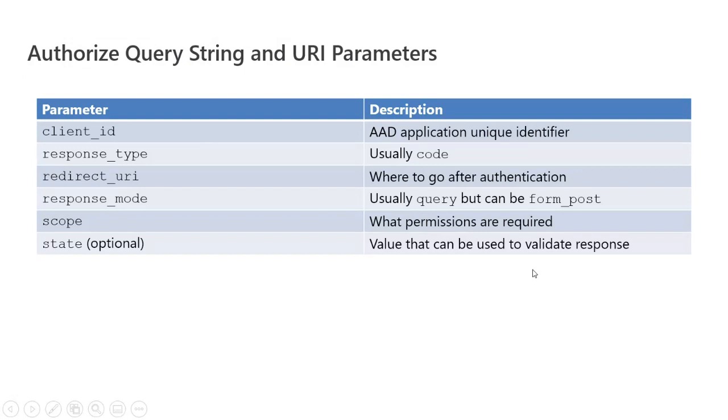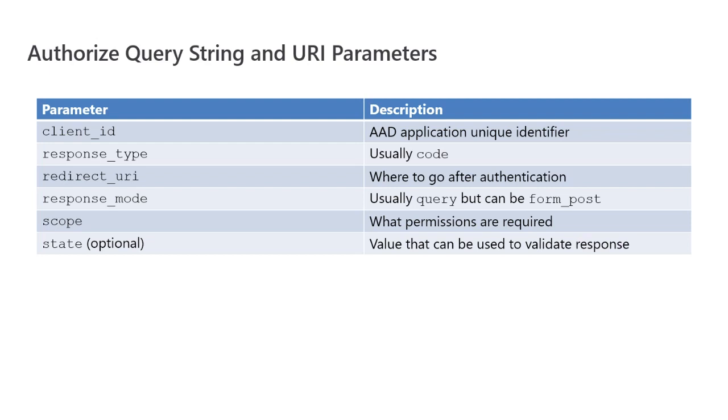There's 5 parameters that we need to provide, and there's a 6th one if we decide to provide it. The first one is the client ID. That's that unique identifier that I showed you when we registered the AAD application. Then there's a response type. What are we asking for back? Here, the answer is usually code. Then we need to tell it the redirect URI, where to go after authentication. It's going to check to make sure that that redirect URI is one of the approved ones you set up when you registered the application.